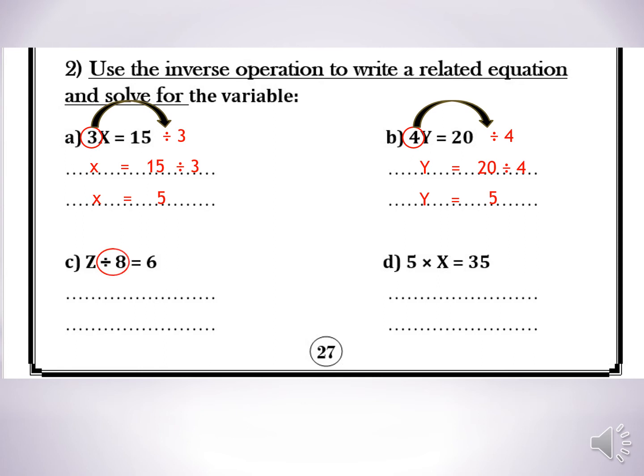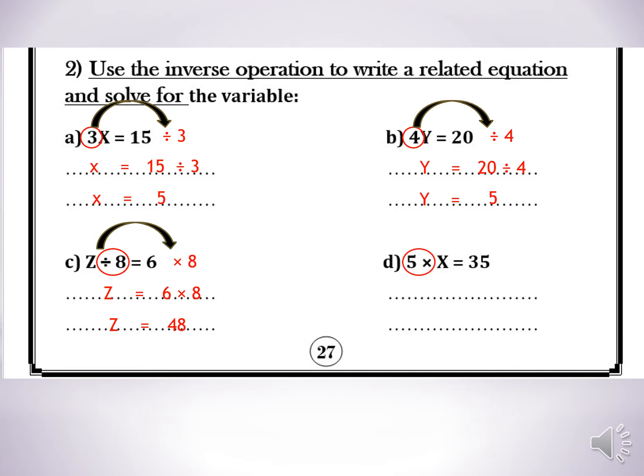In letter C, z divided by 8 equals 6. Circle the number. Take it to the other side with the opposite sign. So the opposite of division is multiplication. So it will be 6 times 8. So z equals 6 times 8. 6 times 8 equals 48. So z equals 48.